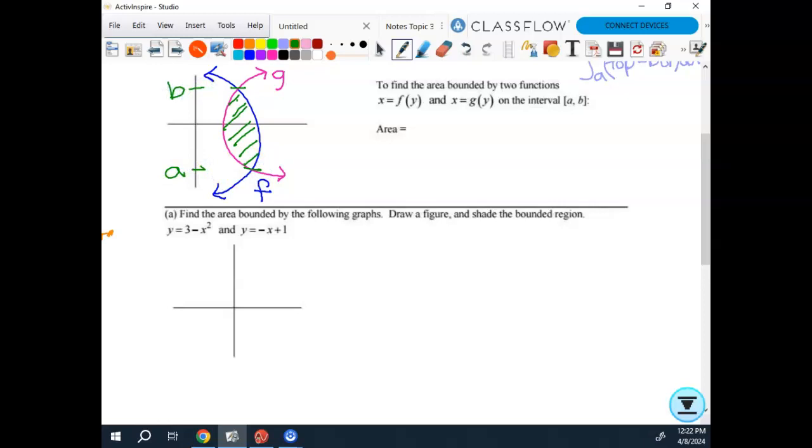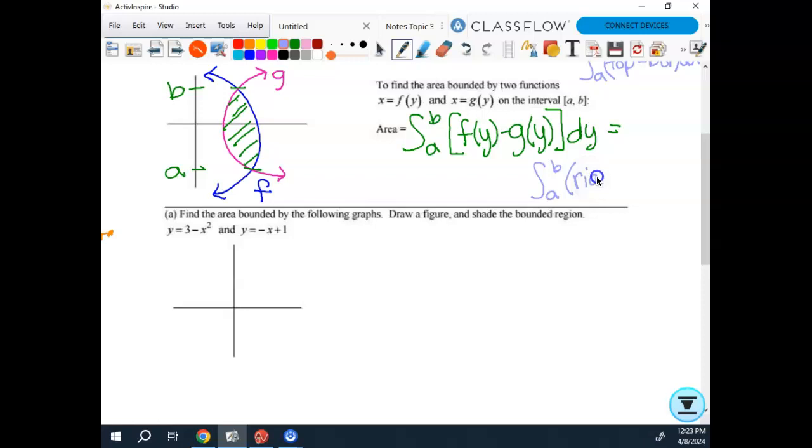Right? So when that happens, we are going to have the integral from A to B of f of y minus g of y dy, which means this ends up being the integral from A to B of right minus left dy, sorry, that would be dy, when you have the change in y. Okay? Everybody okay with all that so far?